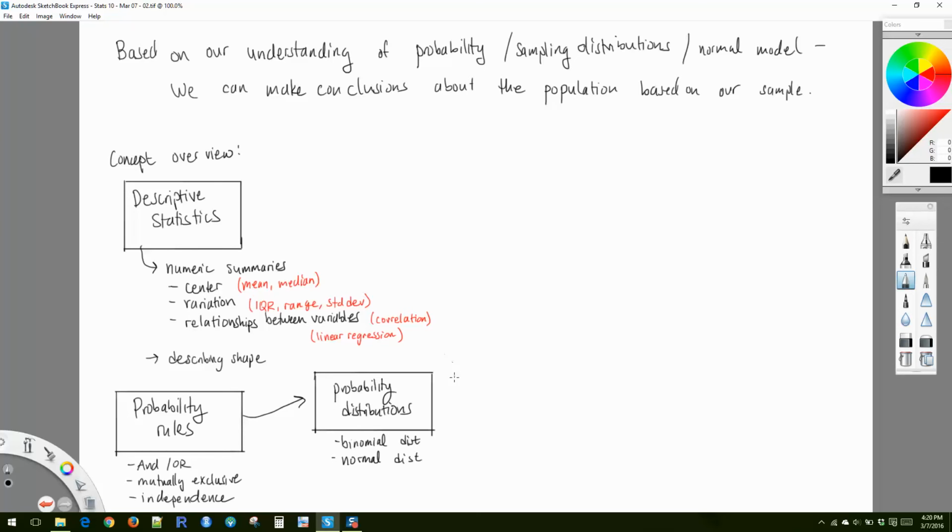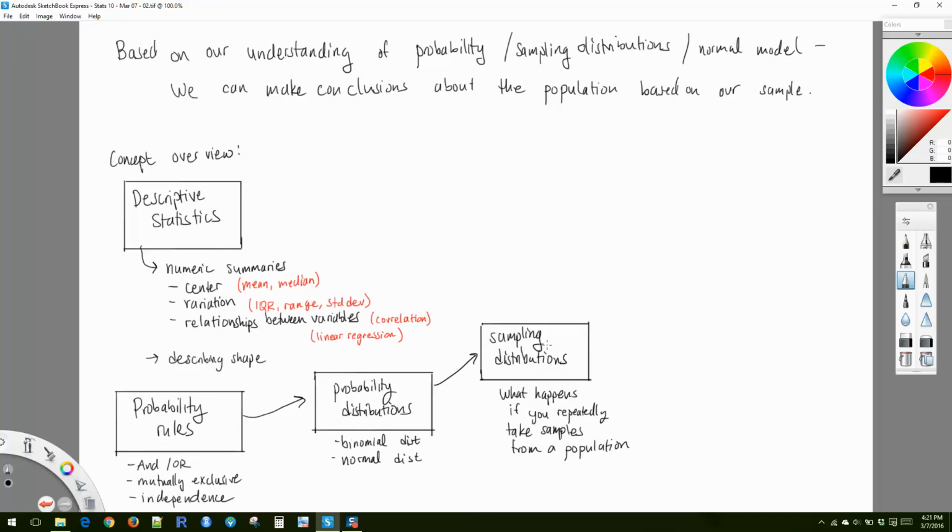And we took our understanding of probability distributions and looked at sampling distributions, okay? So we said, hey, what happens if you repeatedly take samples out of a population? Okay, and that gives us sampling distributions, okay?